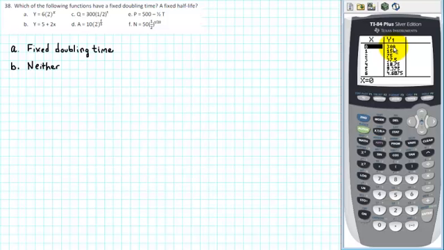So this time we'll be looking to see if this function has a fixed half-life. How long does it take for 300 to be cut in half to 150? Well, it takes just 1 unit of x. How long does it take for 150 to be cut in half to 75? Well, it takes just 1 more unit of x. Every time that x goes up by 1 unit, the y value is cut in half. Therefore, this function has a fixed half-life.